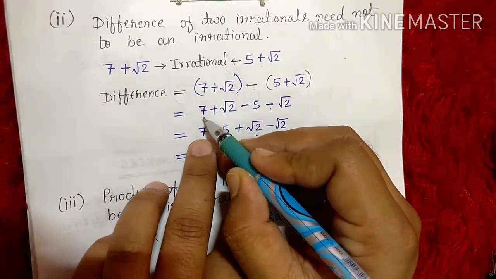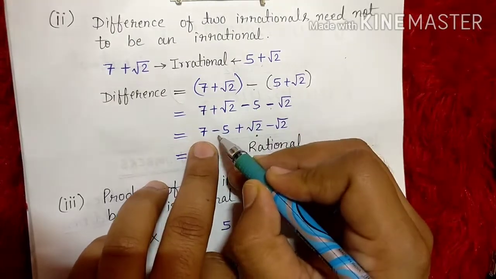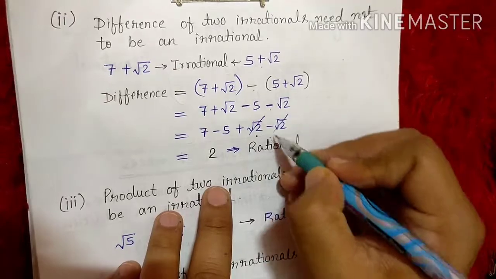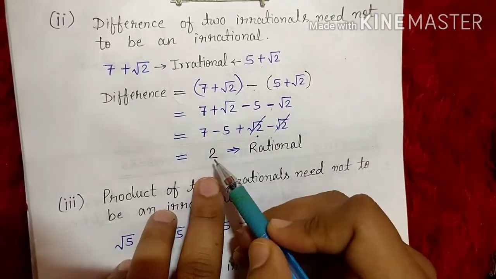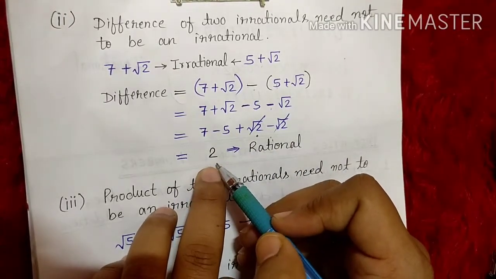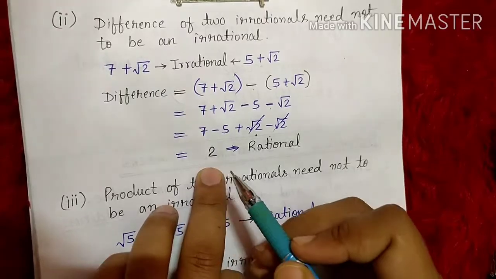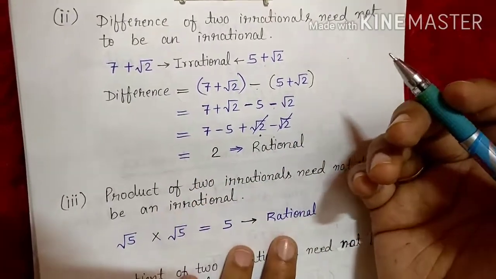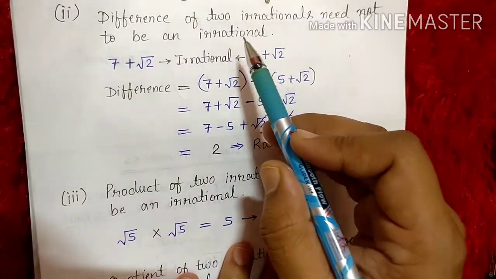7 is the whole number, then the next whole number is minus 5, then minus root 2. Root 2 minus root 2 cancel out. What is left? 7 minus 5, which means 2. And again 2 is a rational number because we can express it as 2 upon 1, which is a rational number. So it satisfies this.